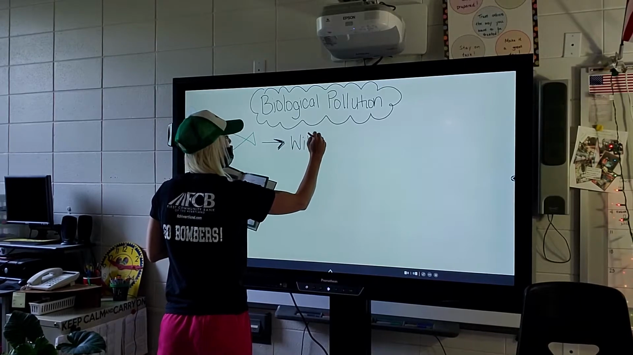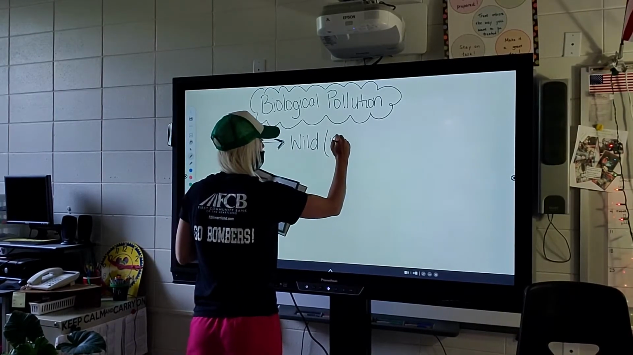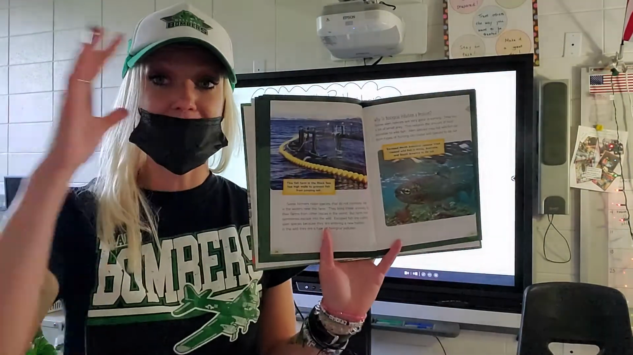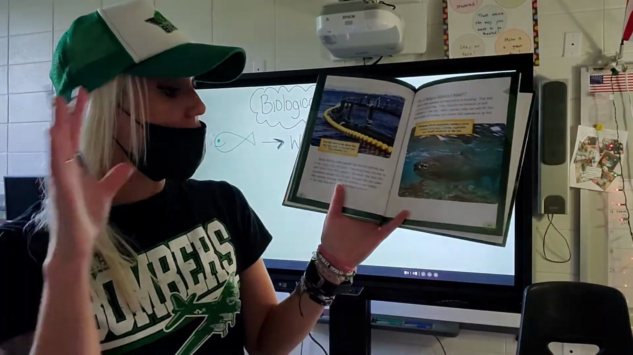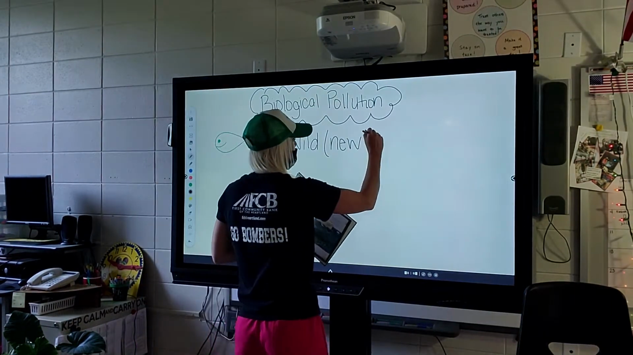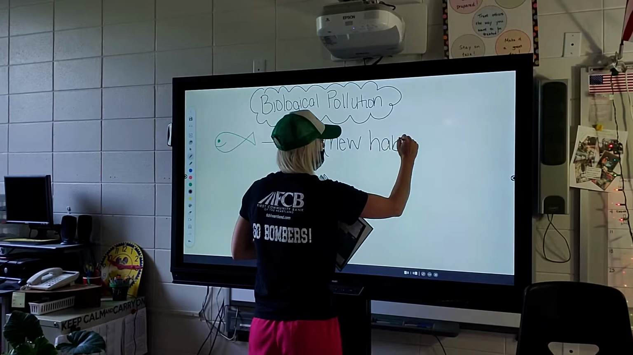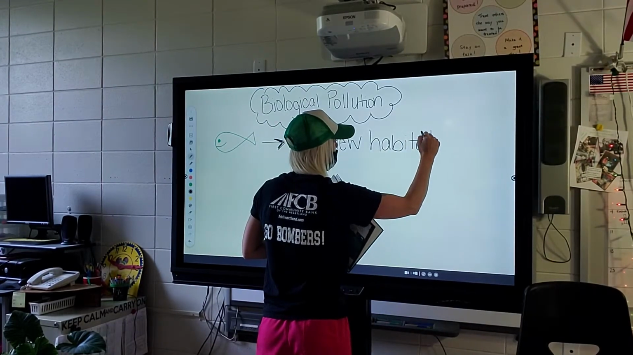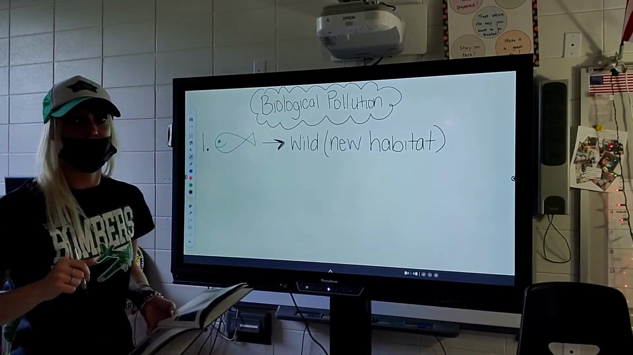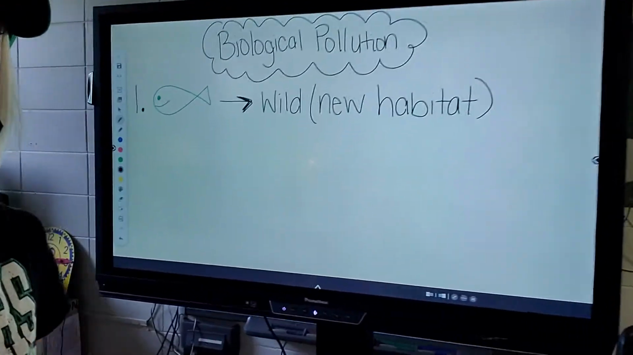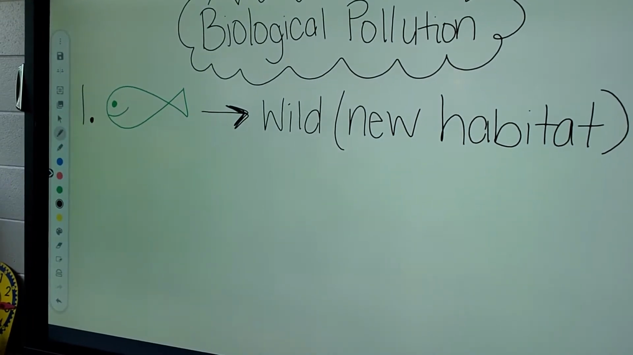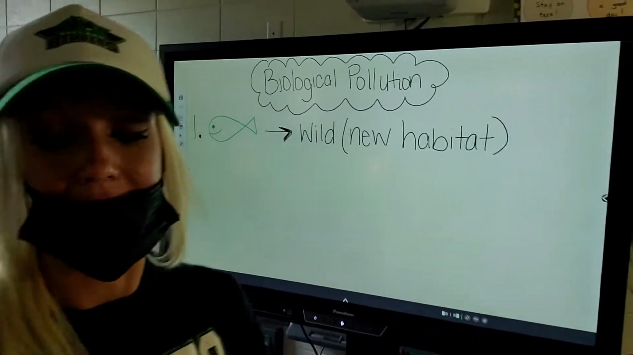So it says it's in a new habitat. So the fish is not going to be from this new area. It's taken from somewhere else and brought to a new area, and sometimes they escape. So I'm going to write new habitat. This is one type of biological pollution. A fish escaping from its habitat into a new habitat is a biological pollution.